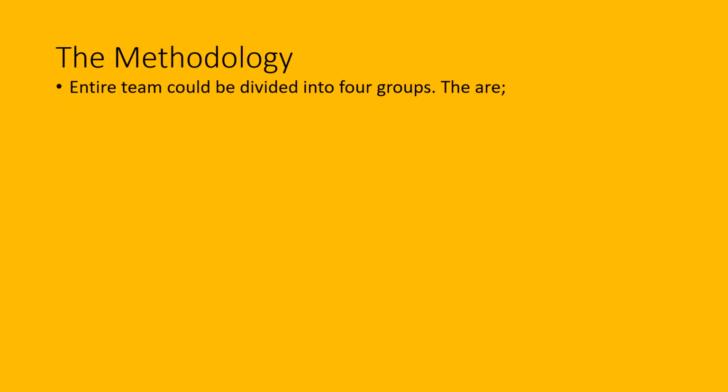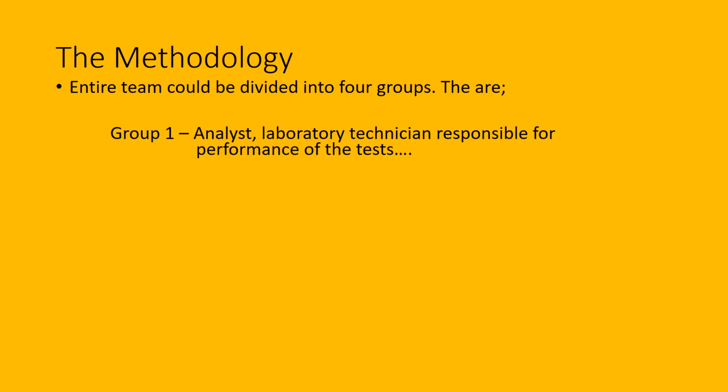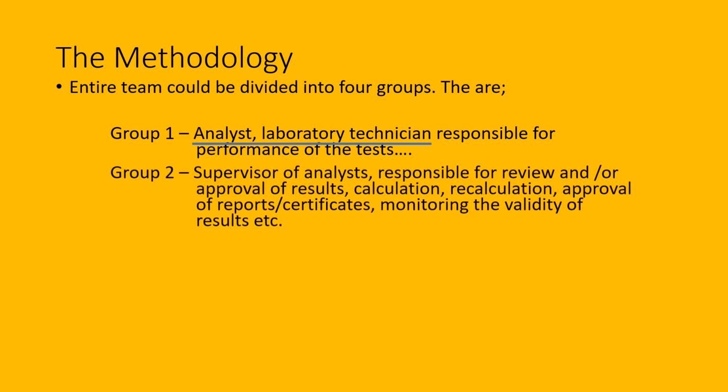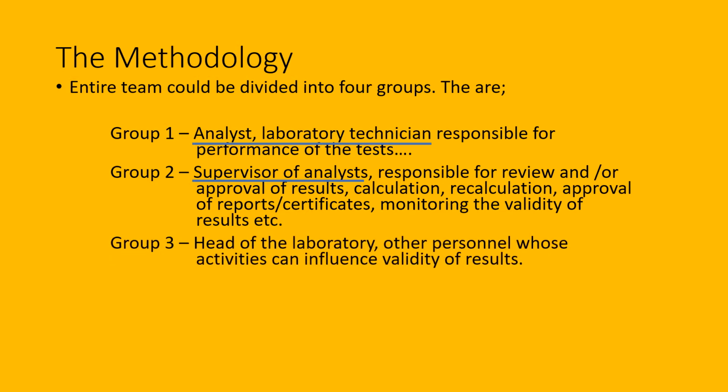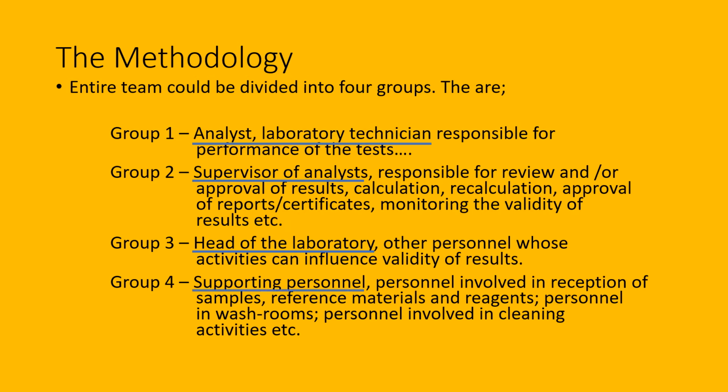The entire team could be divided into 4 groups. They are the group 1, analyst, laboratory technician, responsible for performance of the tests. Group 2 is the supervisor of analysts, responsible for review and or approval of results, calculation, recalculation, approval of reports, certificates, monitoring the validity of the results, etc. Group 3 is head of the laboratory, other personnel whose activities can influence the validity of the results. Group 4 is the supporting personnel, personnel involved in reception of samples, reference materials and reagents, personnel in washrooms, personnel involved in cleaning activities, etc.